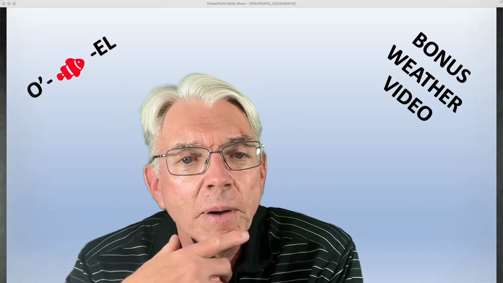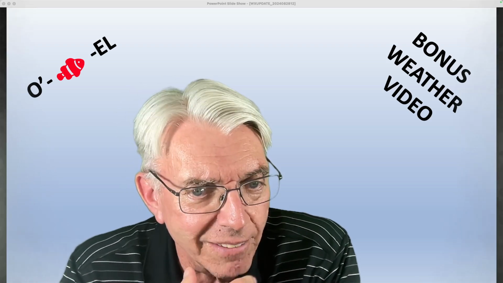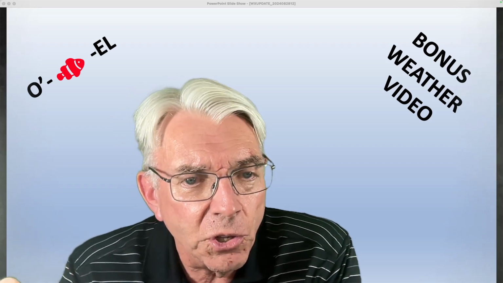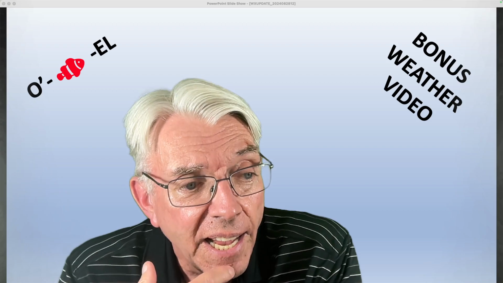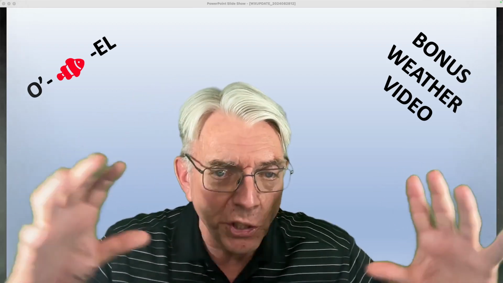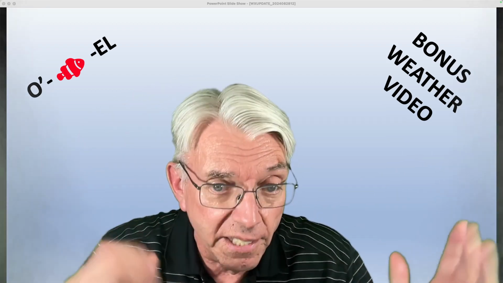So we're going to be talking about something called moisture flux divergence, okay? And this is a term that I learned about at Penn State way back in the mid and late 70s. And it has to do with how moisture is accumulating or not accumulating in a given area.